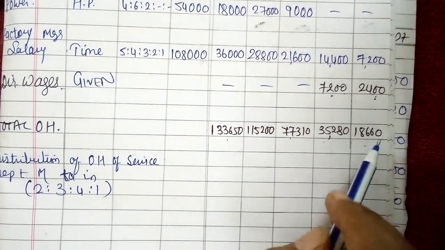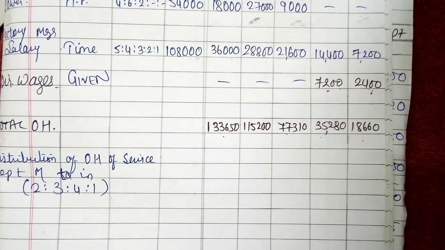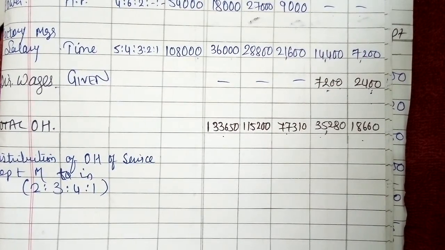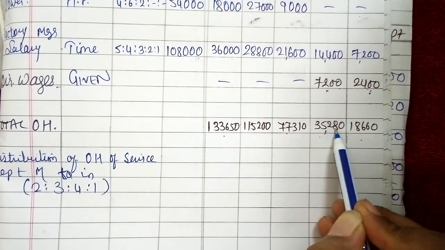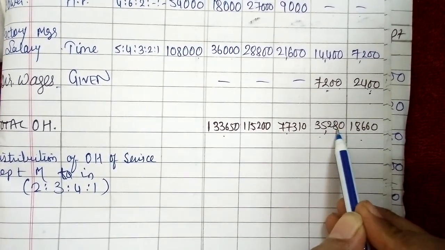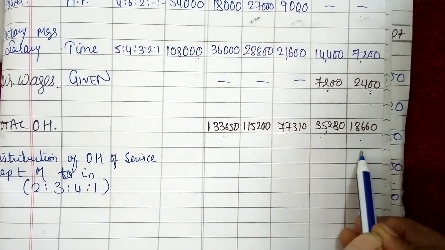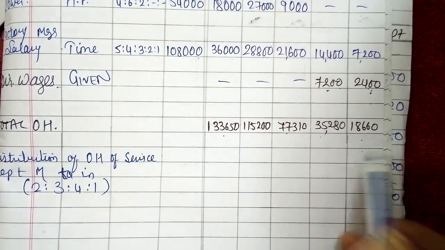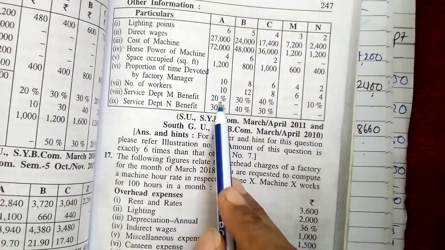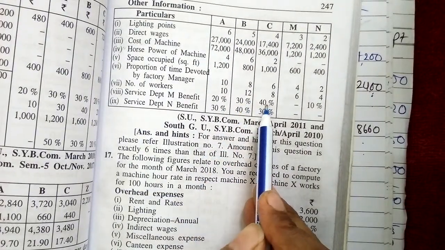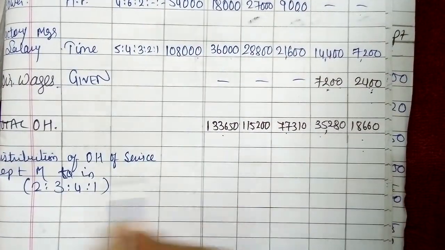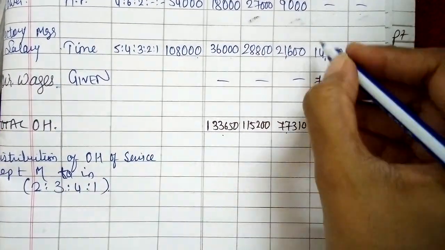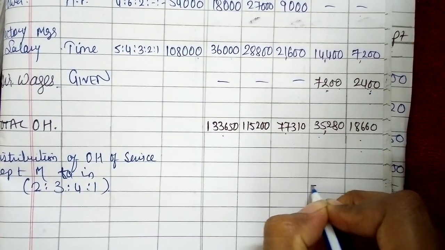Right? Now most important part, that is distribution. So now the expenses or overheads of service department M will be distributed among A, B, C and N, right? The benefit is given in the ratio 20%, 30%, 40% and 10%, so that would be distributed in 2, 3, 4, 1. So right now we are talking about M.